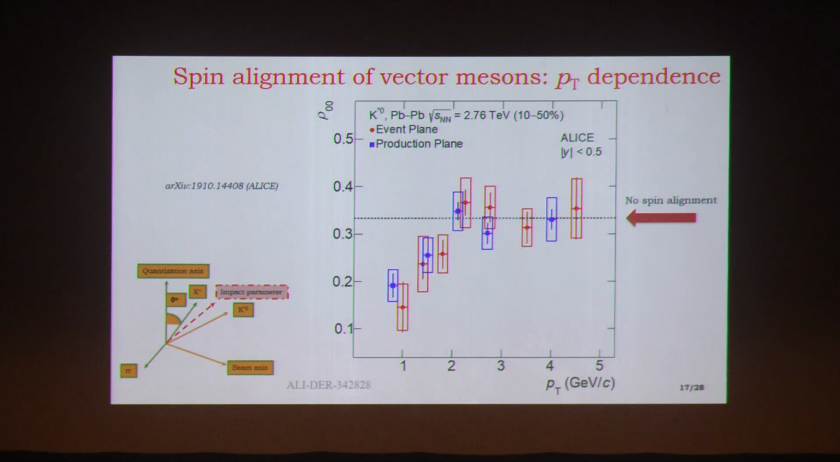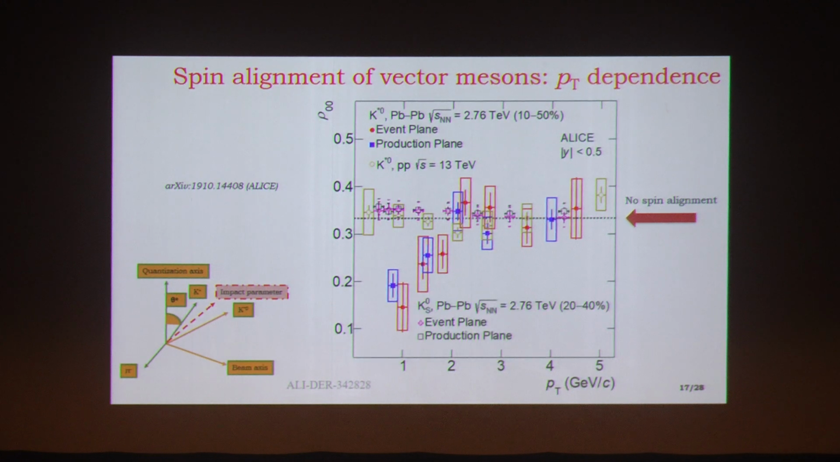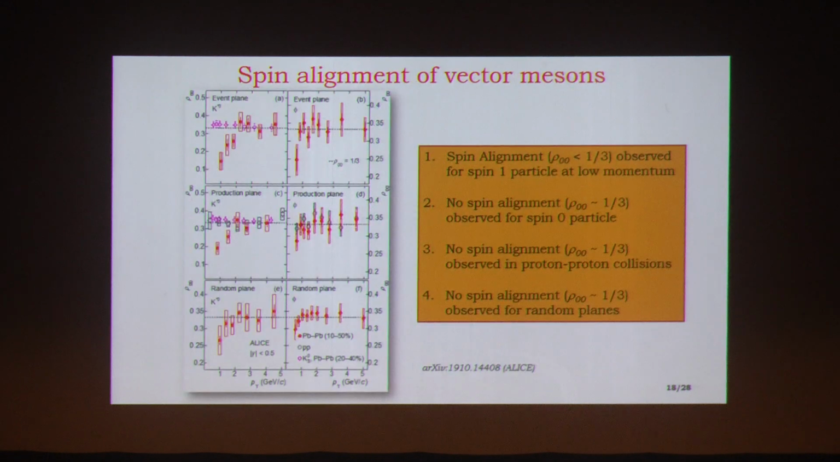This is production plane. Now we look at the proton-proton collision where there is no initial large angular momentum. They are consistent within the uncertainties with 1/3. And we can put the K0 short results, and again they are also pretty consistent within the uncertainties with 1/3. So that is what we observed.